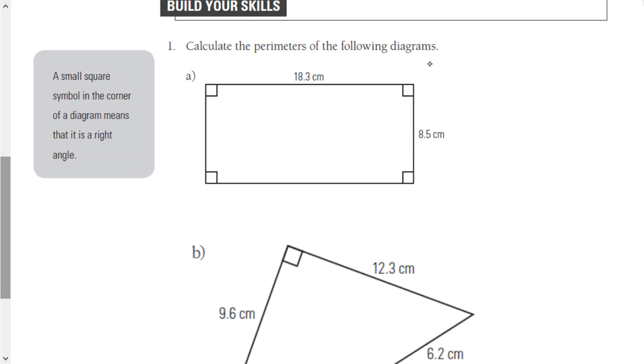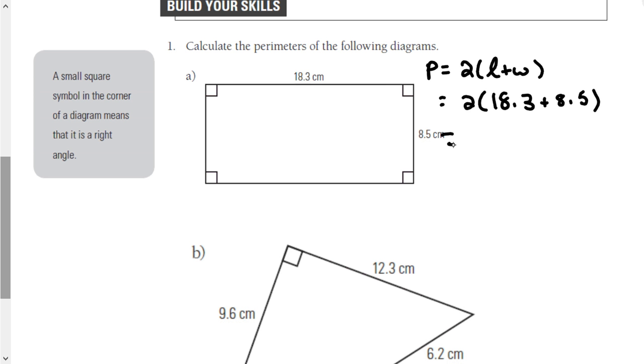Calculate the perimeter of the following diagram. So this one, perimeter is equal to 2L plus 2W, or you can just add them. So 18.3 plus 8.5 is equal to 2 multiplied by 18.3 plus 8.5, which gives us 2 times 26.8, which gives us 53.6 centimeters.